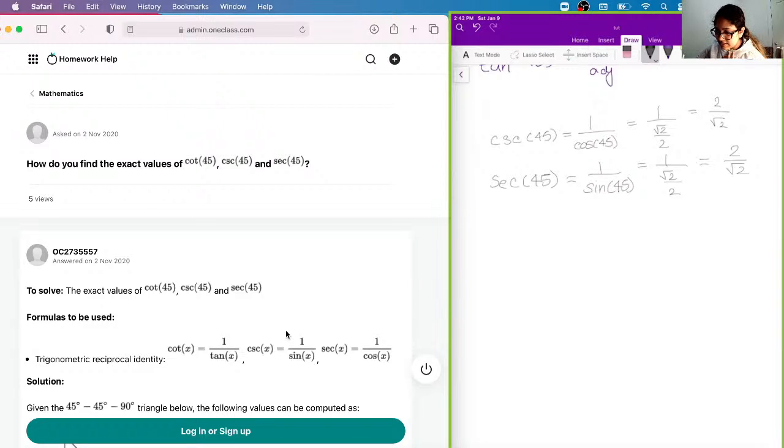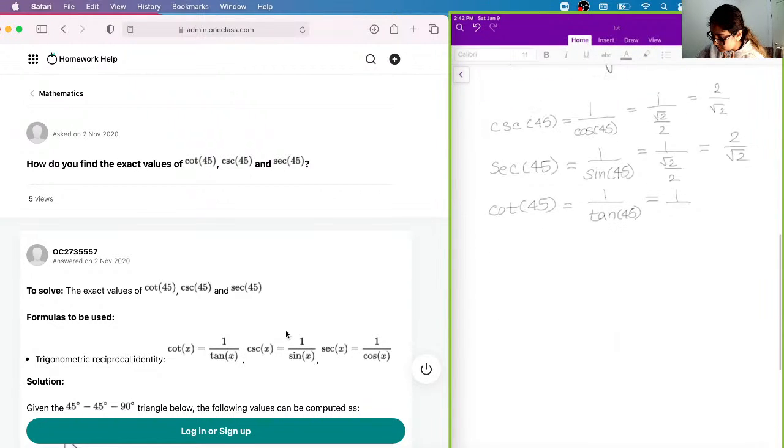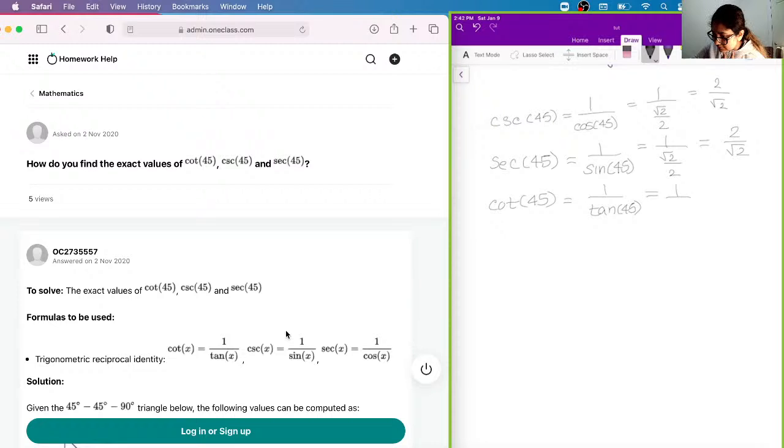And lastly, we're looking at cotangent of 45. This is equal to 1 over tan 45. And so this is 1 over, so tan of 45 was just 1. And so we have 1 over 1, so it's just 1. Okay. So these are your ratios.